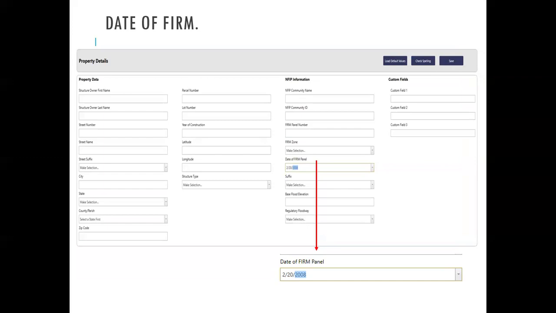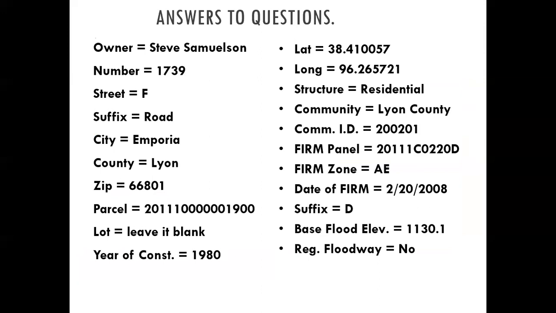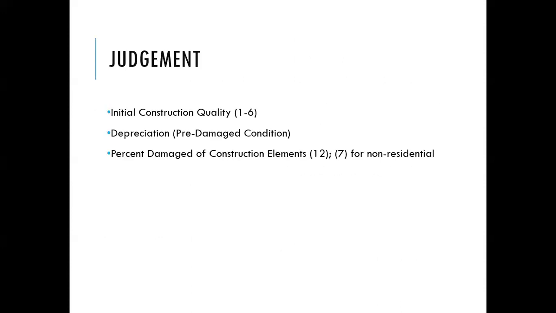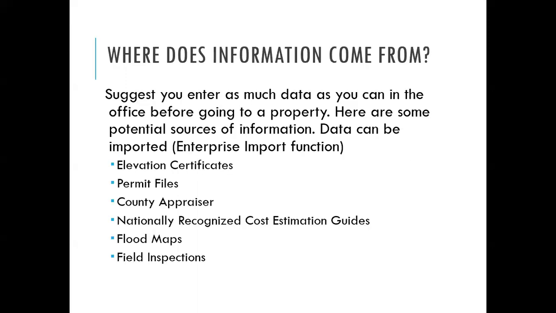So this is the property details. So it's just asking for that property information and then the map information, and what caused the damage. So this is an older example of that type of property information from my previous supervisor, but basically just all of that basic information about the property and where it's located, as far as the FIRM panel and what zone it's in. So there, again, there's a lot of guidance on how to determine depreciation, the percent damaged of construction elements, and then the initial construction quality. So having some of this stuff would be good ahead of time if you have that information available to you.